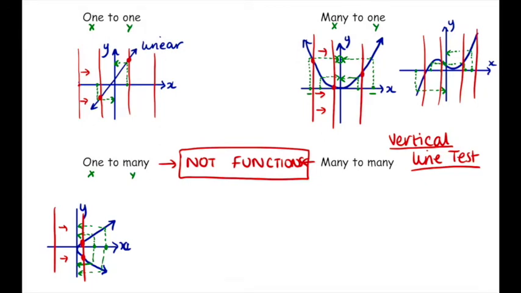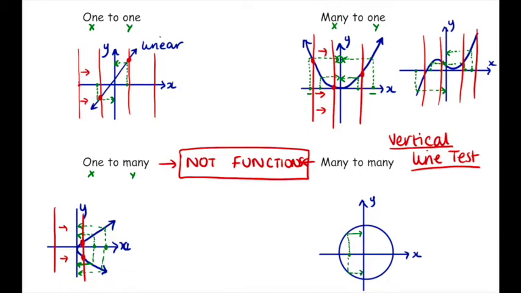So if we have a look at the last one, the many-to-many function, now a many-to-many function could look like a circle, for example. So again, here's my axis. So a circle equation might look something like that. And at this point, now it's going to be quite hard to see this, but I can pick an x value and it goes to many different y values.